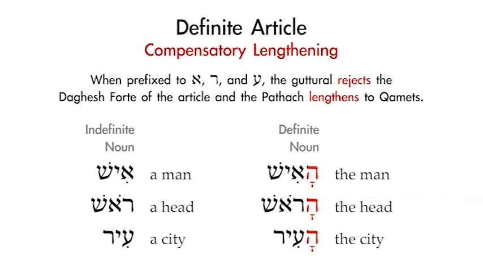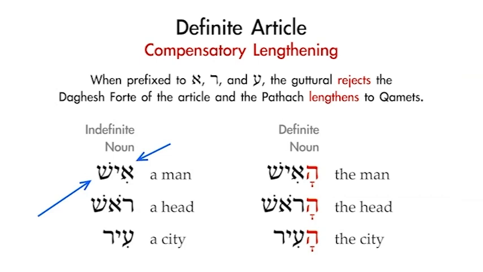That is, when the guttural consonant rejects the Dagesh Forte of the definite article, there's going to be some compensatory lengthening of that vowel under the article. Here's how it goes. When prefixed to aleph, resh, and sometimes ayin, the guttural rejects the Dagesh Forte of the article and the pathach lengthens to qamets. So let's look together at our first example. Here we have the indefinite masculine singular noun ish. You'll observe that it begins with the guttural aleph.